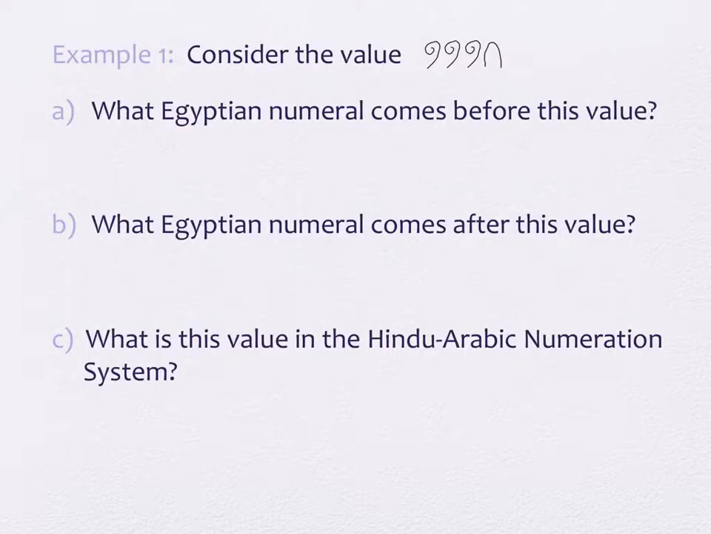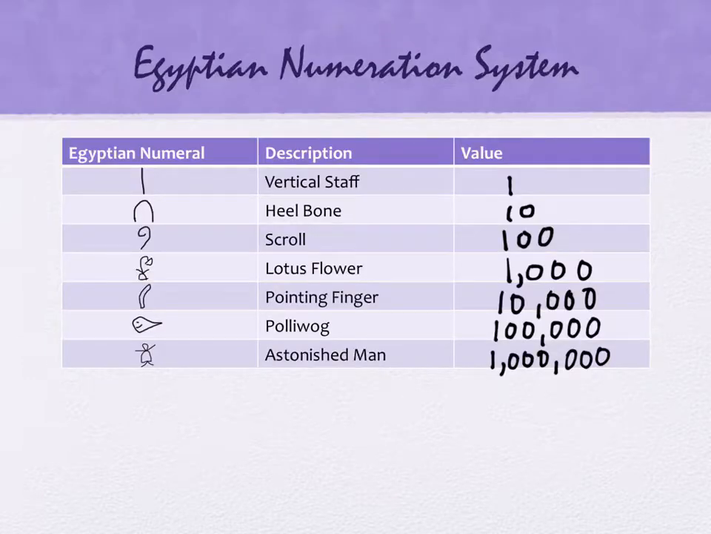So let's take an example. You have 3 scrolls and a heel. And we're going to actually jump to the number that comes after. So we're going to do part B before we do part A, because it's easier. In order to get the number that comes after this, all we would need to do is add 1 to it, right? How do I get the number that comes after 437?